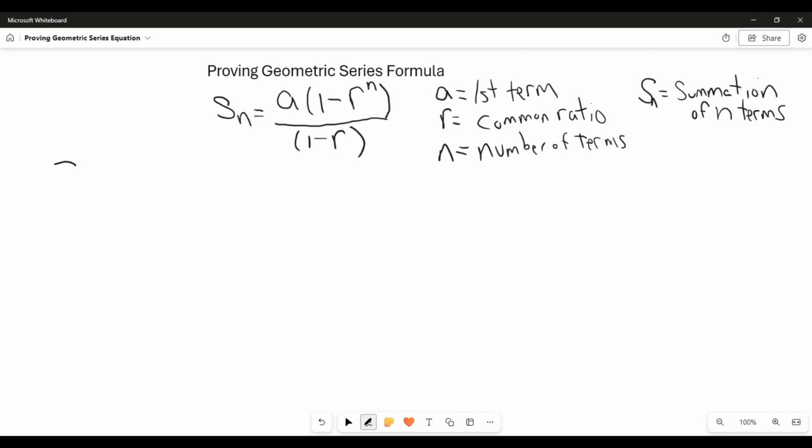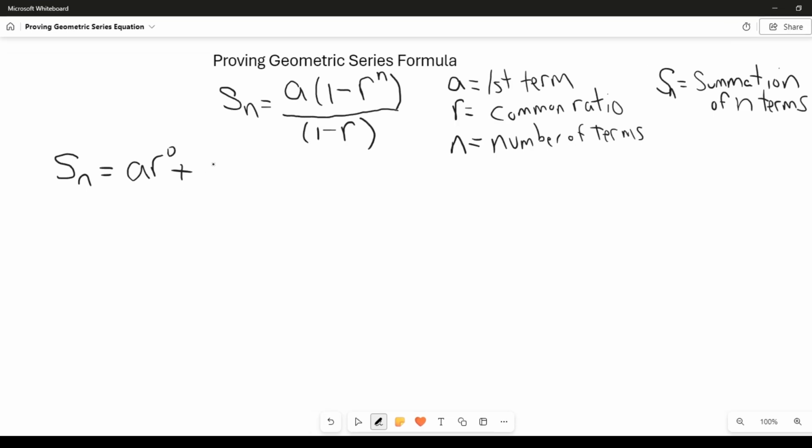So when you have a geometric series, which is the sum of the sequence, it runs in this form: a times r to the 0 plus a times r to the 1 plus a times r to the 2. And it keeps going on and on until you get to a times r to the n minus 1. Now, why is that?